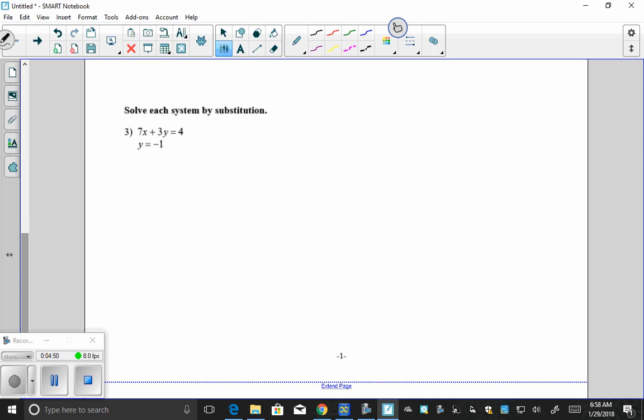Now solve the system of equations by substitution. Anytime you are doing substitution, you are going to substitute one equation in for the other, or you're going to replace. Another word for substitution is replace. Just like the other day when I was absent on Thursday, I had a substitute. She took my place in the classroom.